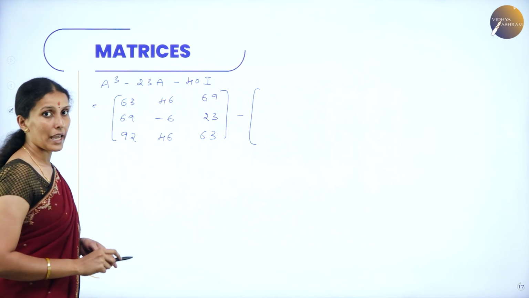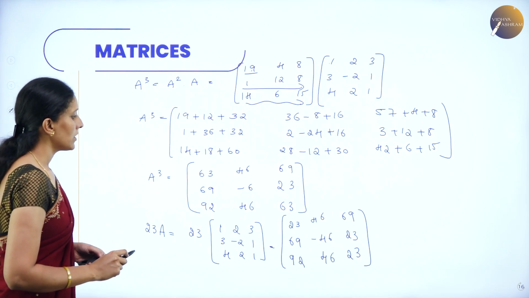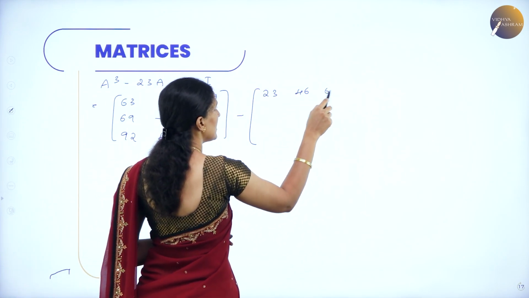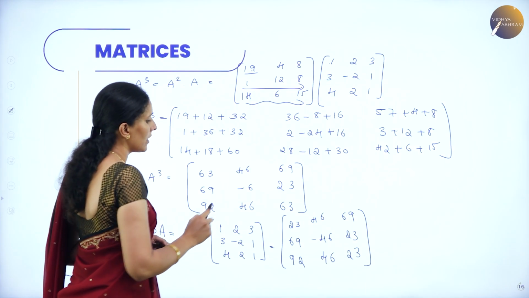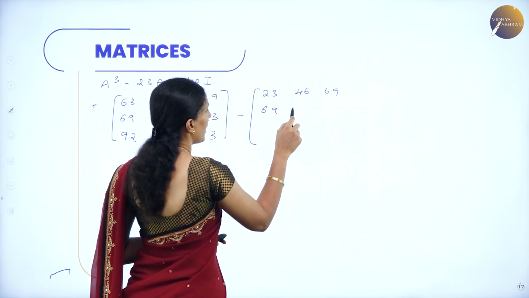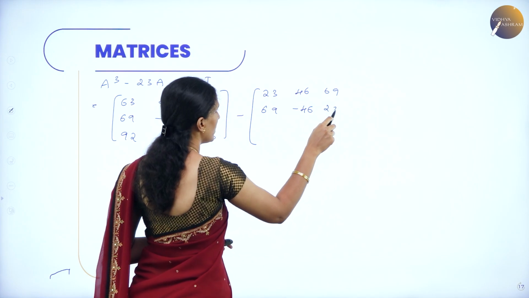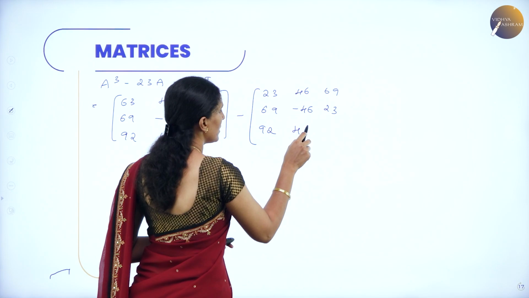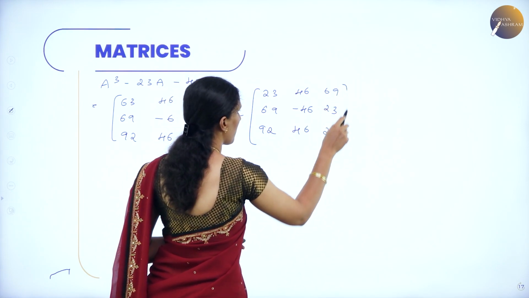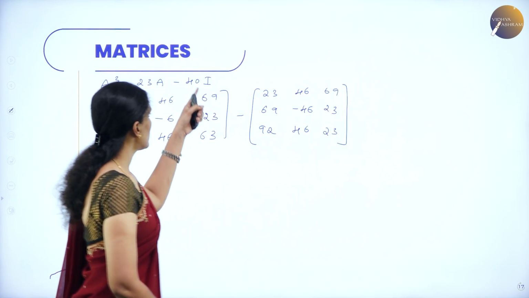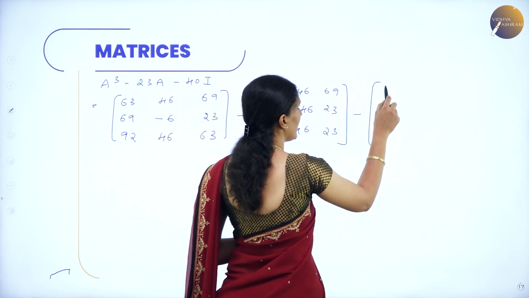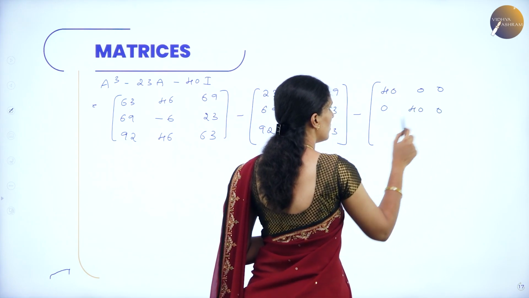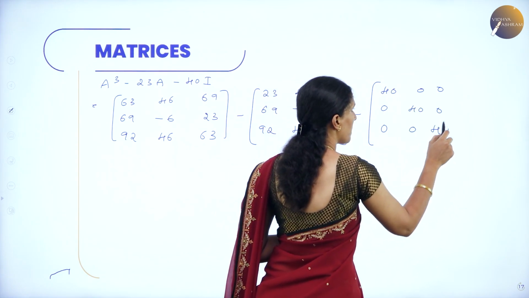So, what is 23A we got? So, 23A is 23, 46, 69. 69 minus 46 and 23. 92, 46, 23. So this has to be subtracted with 40I. 40I means 40, 0, 0, 0, 40, 0, 0, 0, 40.